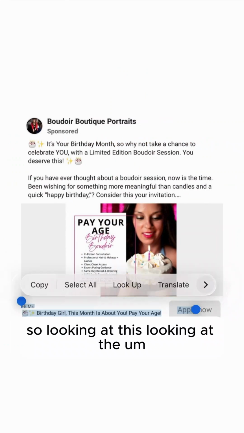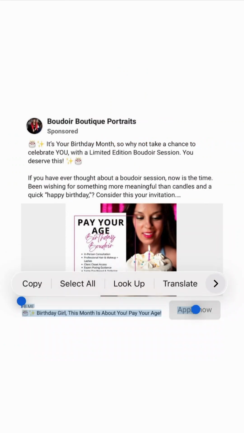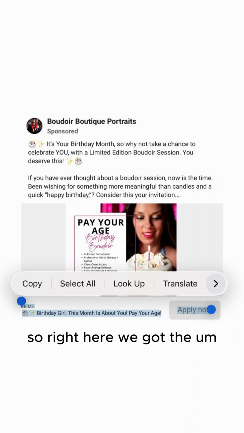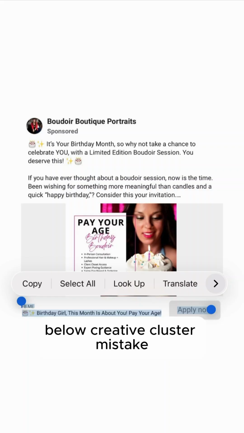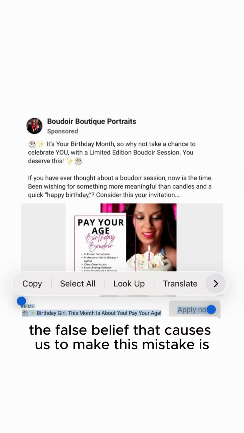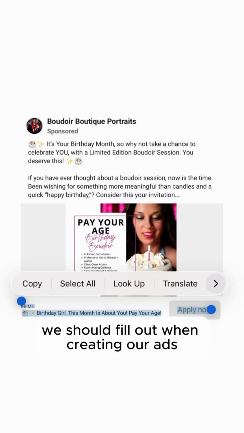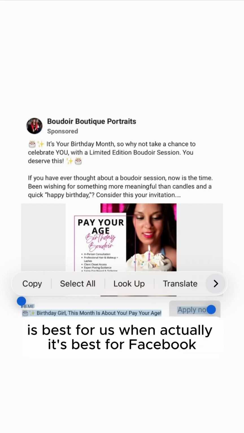So looking at this, looking at the BLC, we're going to diagnose this, see if we believe it has BLCS, aka Boudoir low click syndrome. So right here we've got the below creative cluster mistake. The false belief that caused us to make this mistake is we trust that what Facebook tells us we should fill out when creating our ads is best for us, when actually it's best for Facebook.